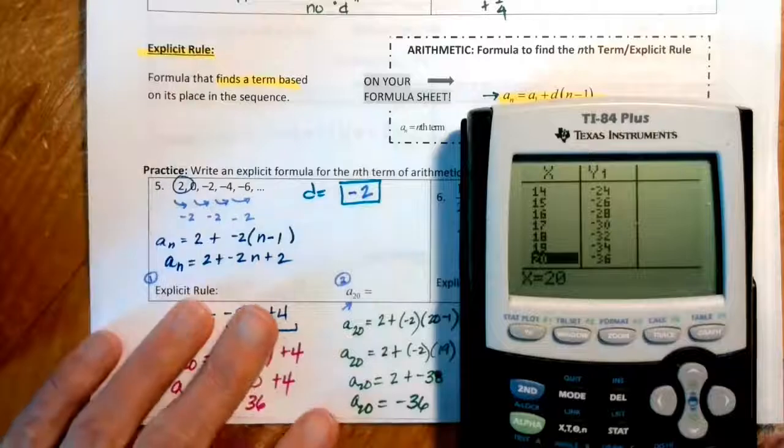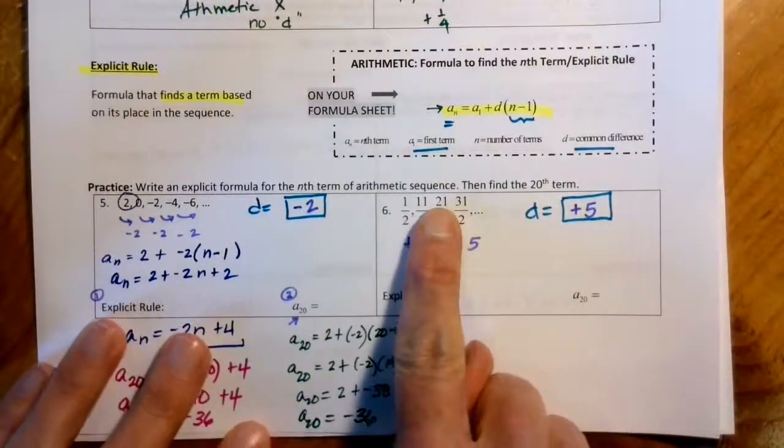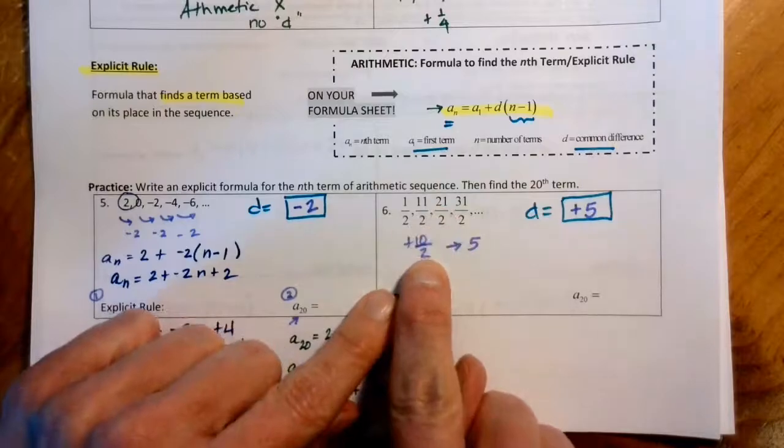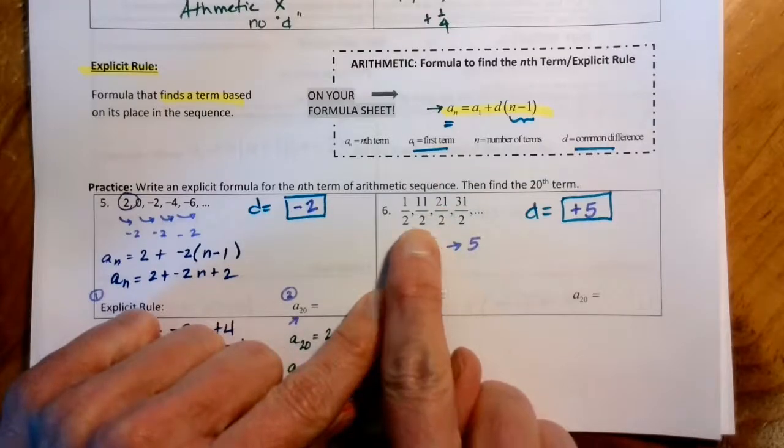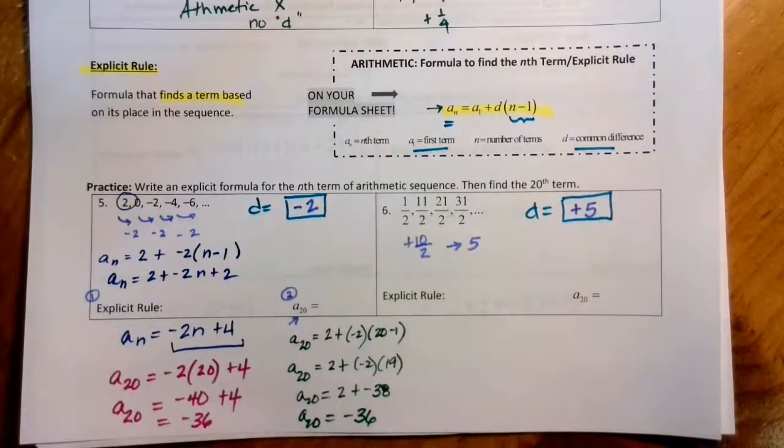All right, let's look at our next example. So we had our fractions, and I hope you followed the hint of putting them into, well, they were already in, common denominators.